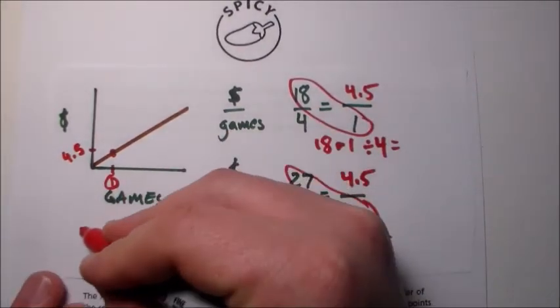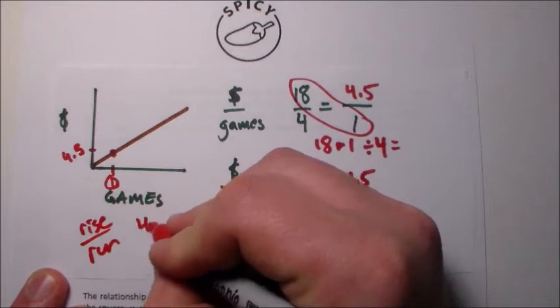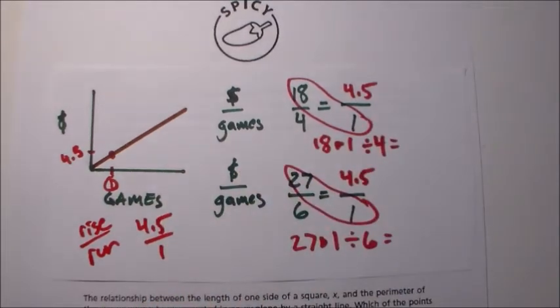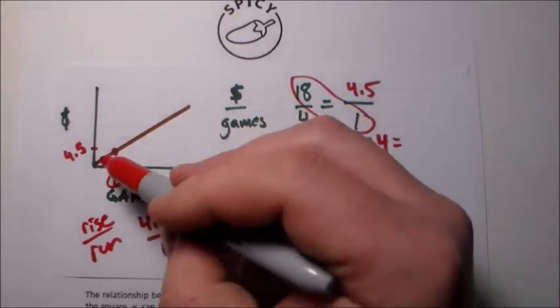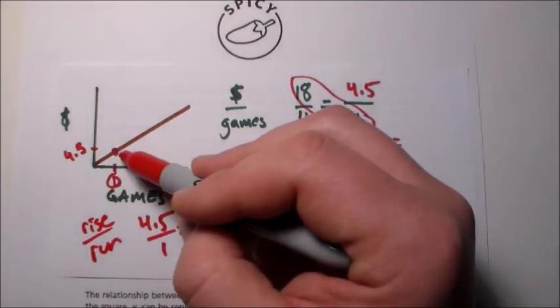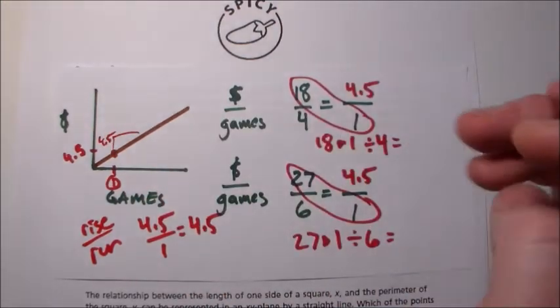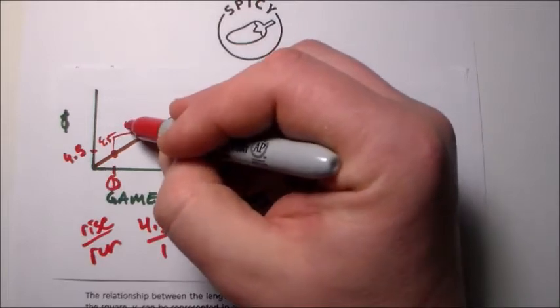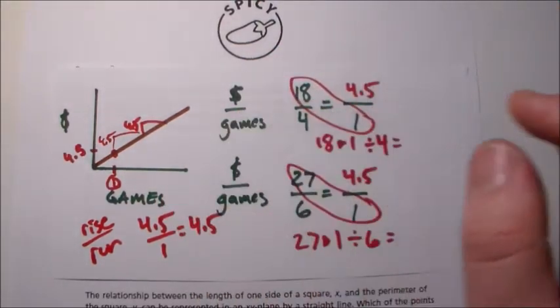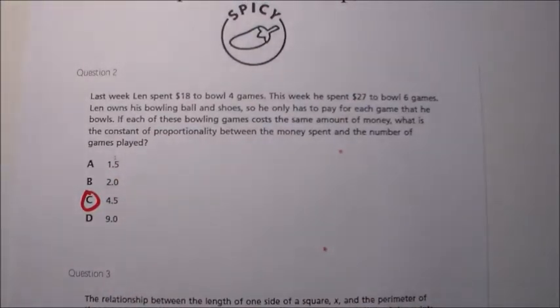So if you think of this as rise over run, you can think of this as a rise of 4.5 over a run of 1, which equals just 4.5. So that's your constant. Every iteration of one game is going to cost you another $4.5. So every iteration of another game is going to cost you another $4.5. That's why it's a constant, and that's why 4.5 is the right answer. And we're good. Okay, question 3.